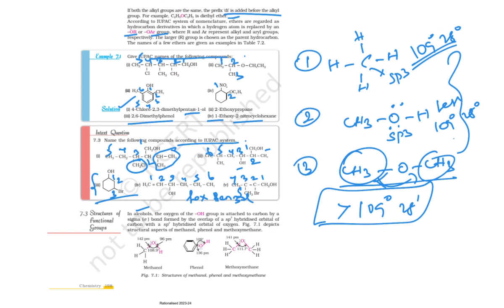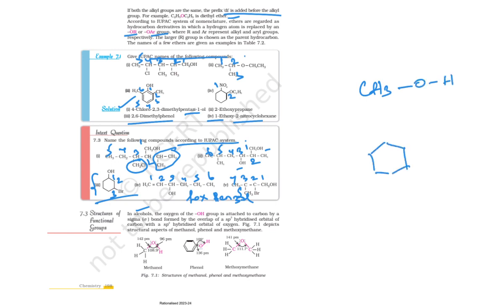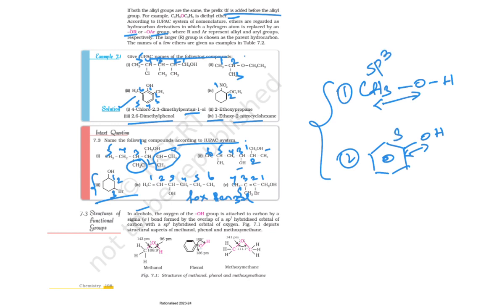Next thing I want to explain to you is, if I am taking the aliphatic alcohol and aryl alcohol, what would be the bond length? So this is CH3OH, this is benzene and OH. Clear? These two. If I compare the bond length of carbon and oxygen, in the first one your O is bonded with sp3 hybridized carbon. But in the second one, OH is bonded with sp2 hybridized carbon.